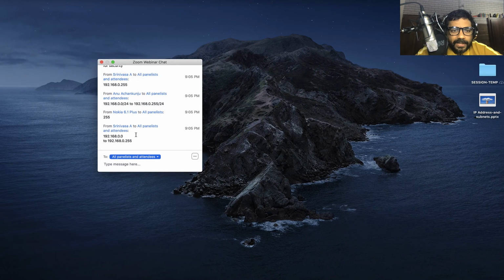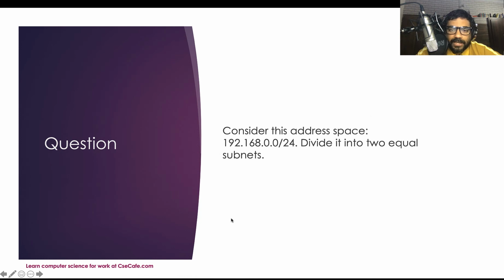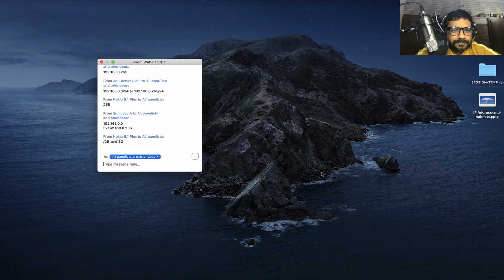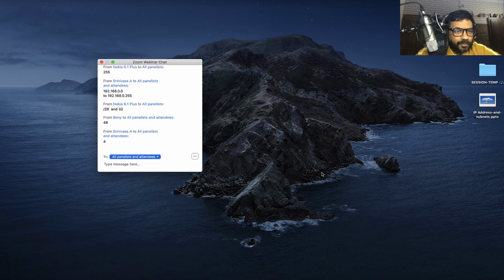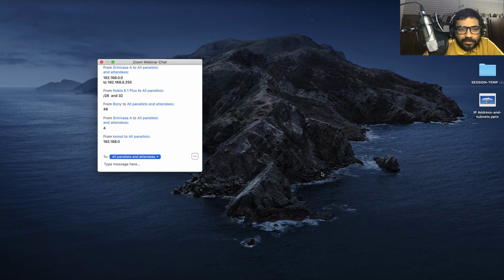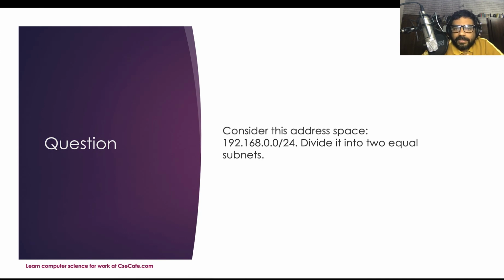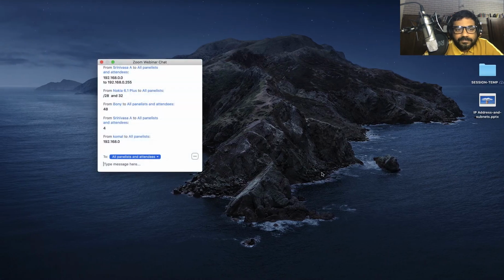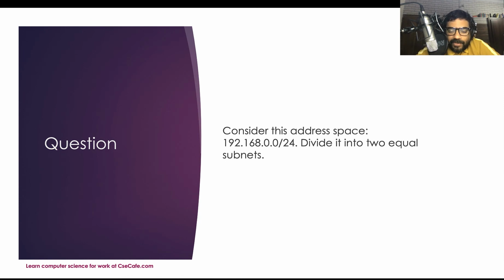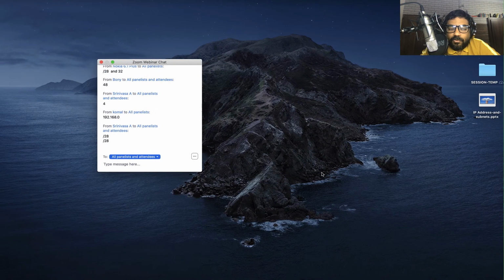Tell me what will be the prefix. When you divide it into two equal subnets, the prefix will be the same. What will be that prefix? Somebody is telling 28, 32, 48. I need the first correct answer. Tell me only about the prefix. Think. You can use pen and paper. If you have not understood this, I will say it again. But the whole purpose of this session was to understand how we can divide an IP address into subnets. That is why we talked about host ID and all those things.